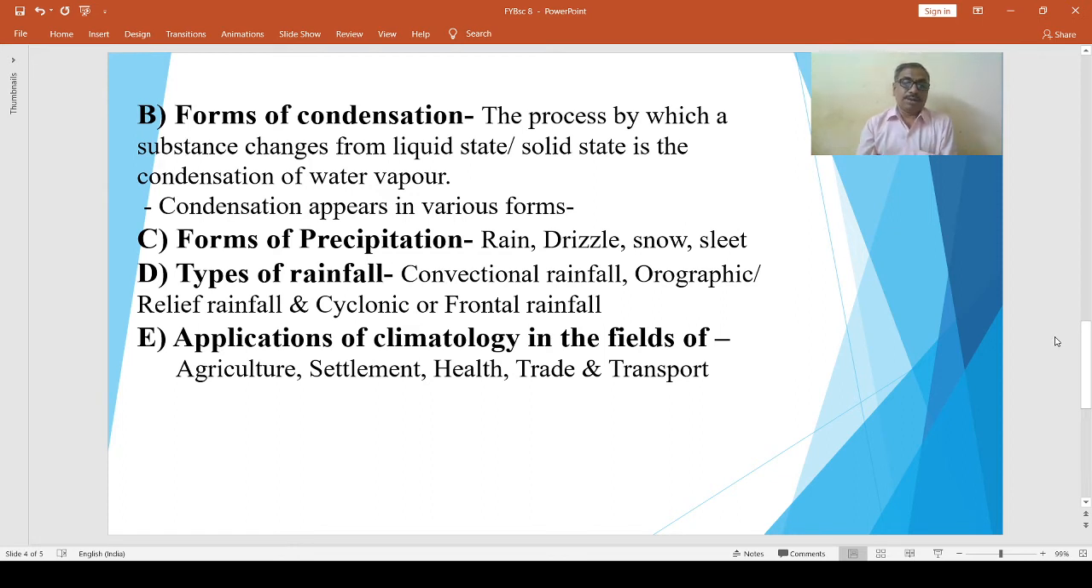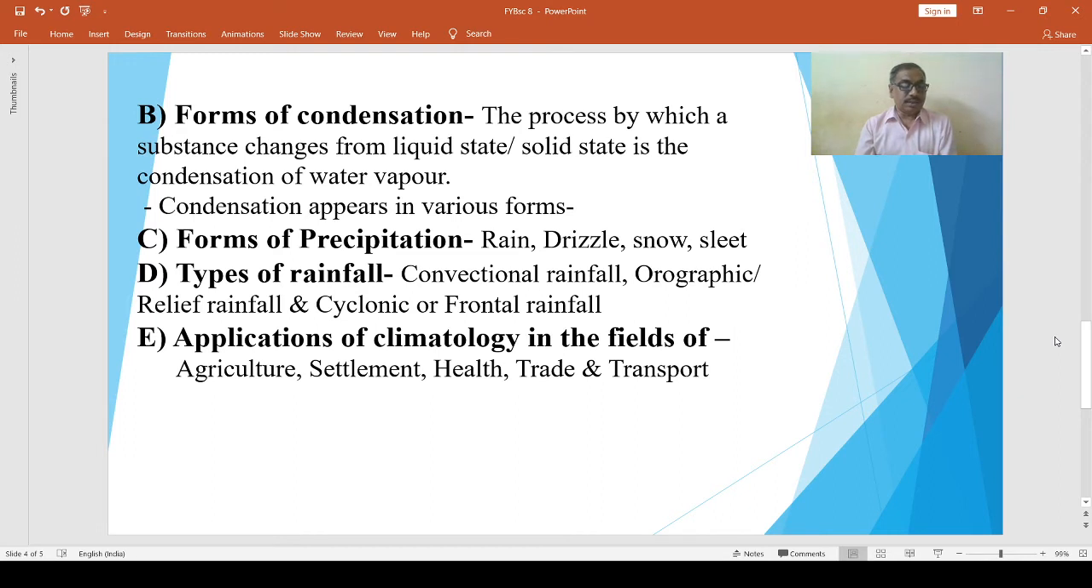Drizzle. The term drizzle is used for fine continuous rainfall, in which raindrops are very small, about 0.5 mm in diameter. Drizzle is associated with a warm front. Then the form of precipitation is snow. Snow is a precipitation in solid form. It occurs when temperature of air is below freezing point. Snow is formed due to the freezing of drops of water.